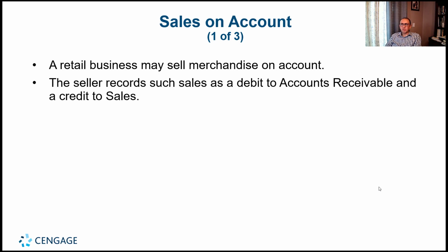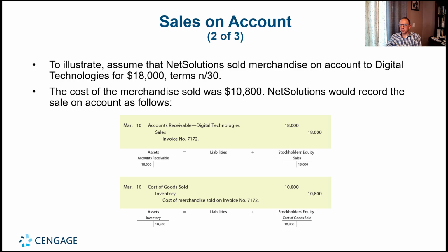Now let's talk about sales on account. A retail business may sell merchandise on account, and again, same concept. The only difference is that instead of using the cash account, we're using accounts receivable. The seller records such sales as a debit to accounts receivable and a credit to sales. The other journal entry related to the cost of goods sold is exactly the same as for cash sales. So we'll see this in the next example.